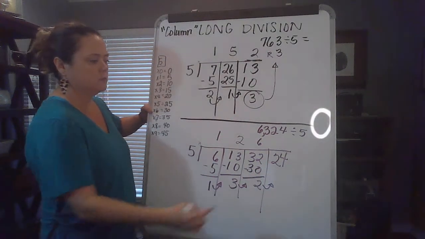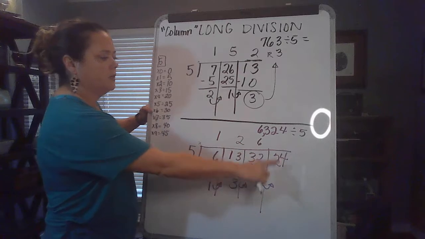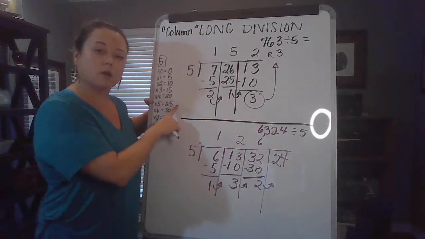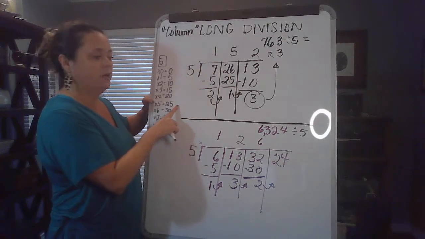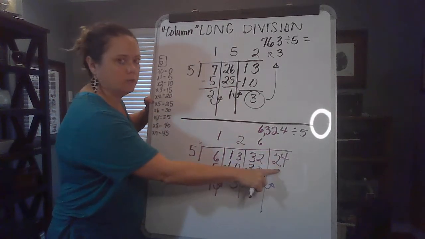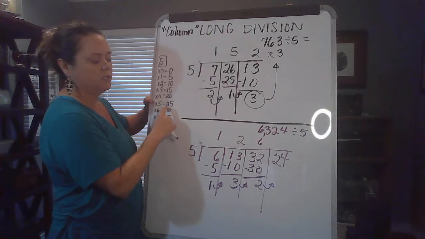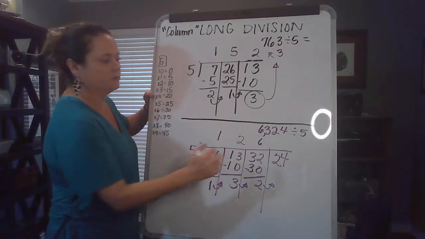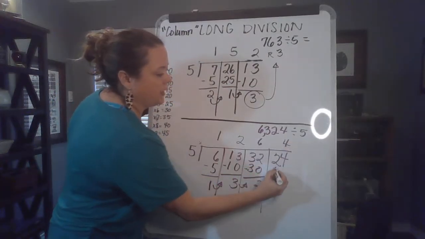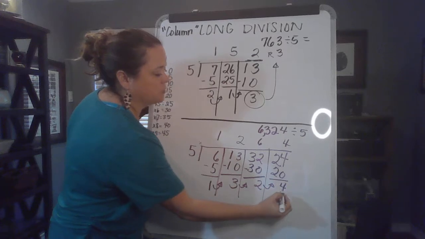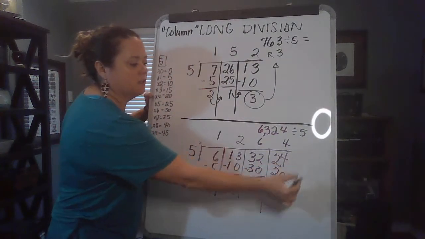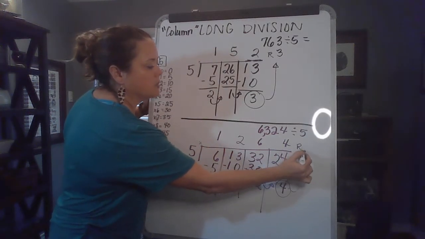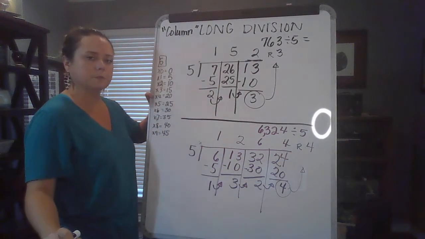Same idea. 24. 5 times what gives me close to 24? Well, 25 is real close, but does that work? No. Why? Right. Because 25 is too big. So we can actually make 4 groups of 5, and we're going to have 4 left over. I have no other numbers to give this 4 to, so this 4 is going to become my remainder.